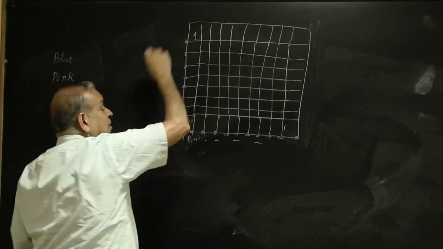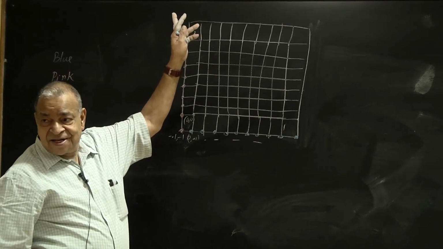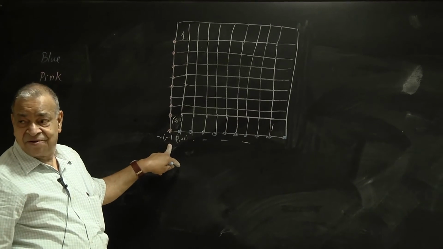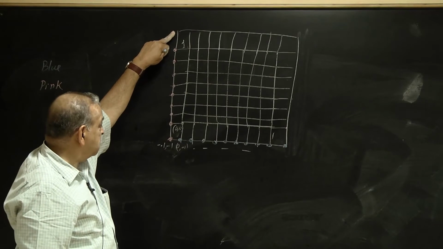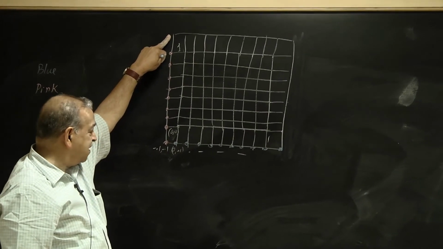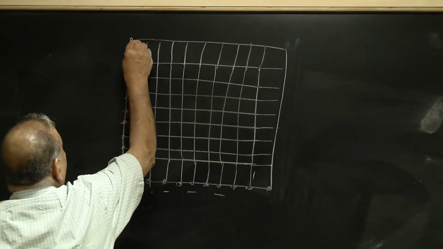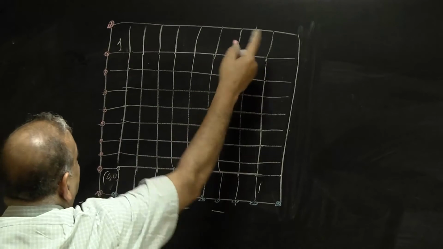And this one, this is the highest coordinate. The first coordinate is the highest, the second coordinate is the least. For this point, the first coordinate is still the least. Therefore, it is still pink. Now come here this way. What will happen?